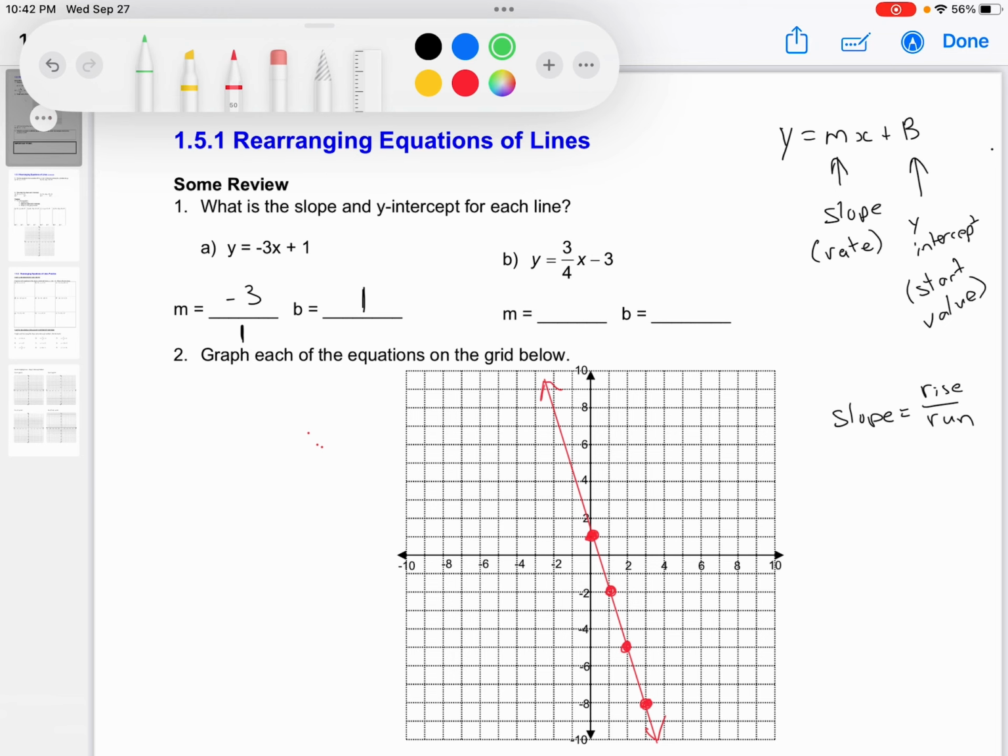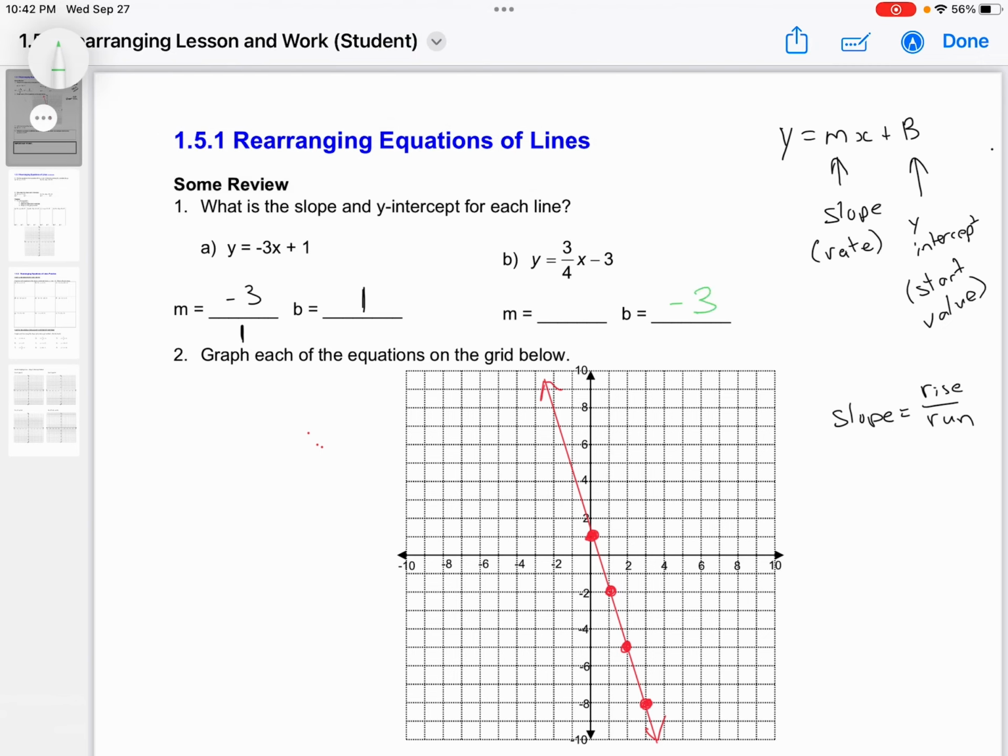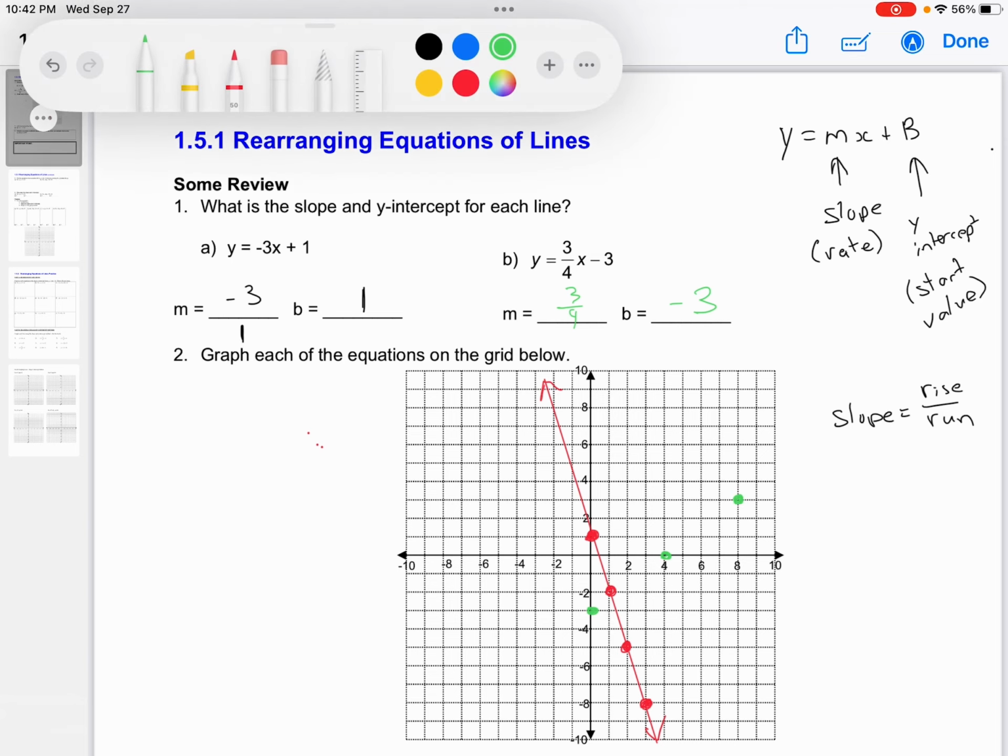Okay, so the y-intercept was the number not with the x, so that's -3. And then the slope is 3/4. So y-intercept -3. And then rise 3, run 4. 1, 2, 3, 1, 2, 3, 4. 1, 2, 3, 1, 2, 3, 4. Rise 3, run 4. And then I get out my ruler.